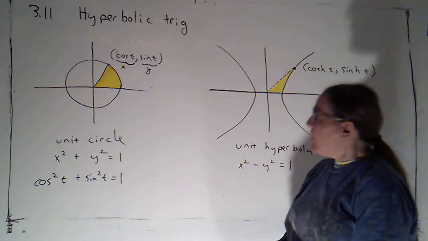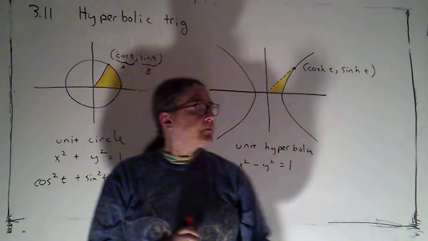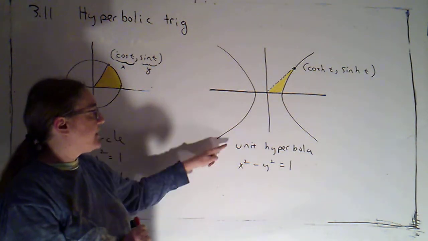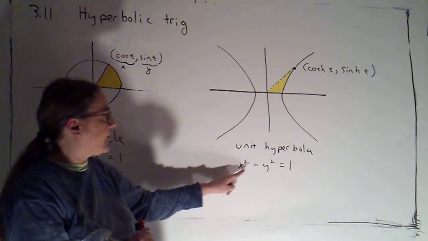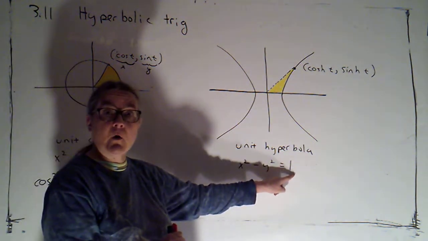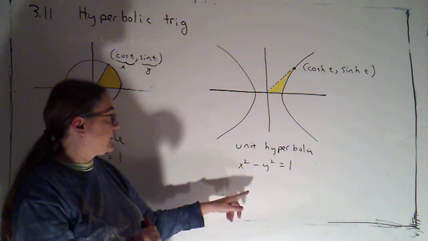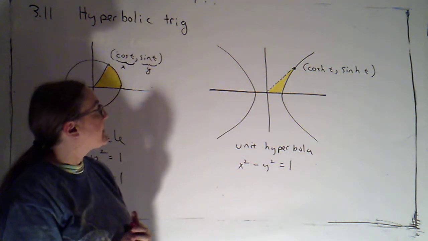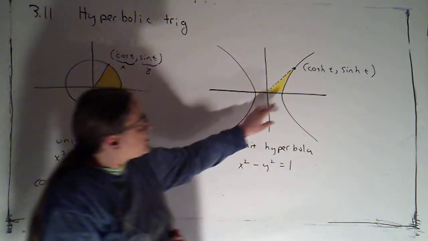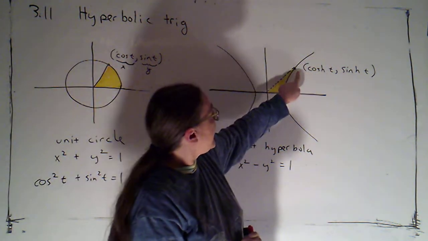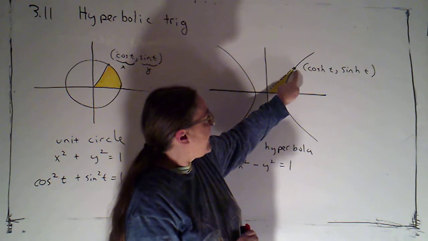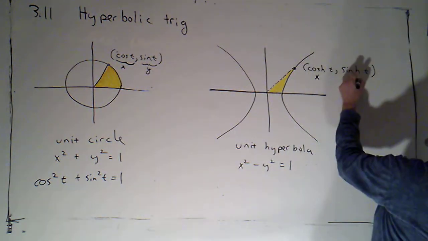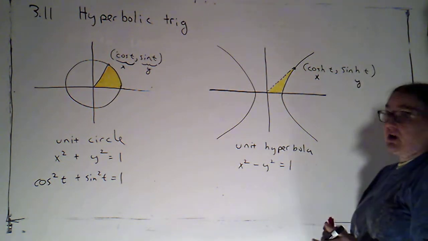Okay, well, this is the unit circle. What I've drawn over here is the unit hyperbola. The equation of the unit hyperbola is x squared minus y squared equals 1. So similar to the unit circle, except that it's a subtraction problem instead of addition. Okay. Now, I've marked off on the right-hand side that I could associate a point here as the x value being cosh of some number t, and the y value being sinh of that.